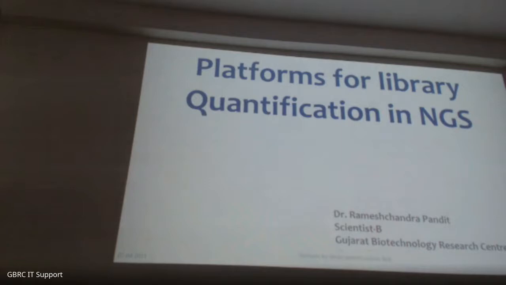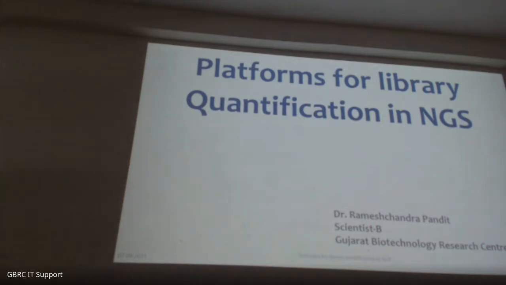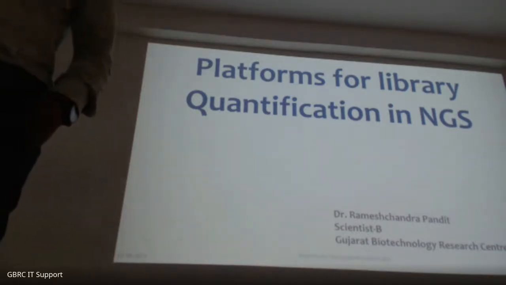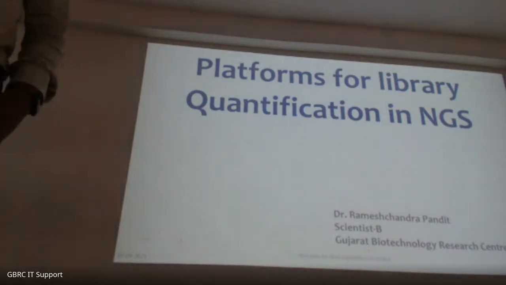So in this session, I will be talking about the various platforms which are available for the quantification of the library. Once you have your libraries in your hand, there are two important things: quality and quantity. Quality we generally assess using the Bioanalyzer. You might be knowing, okay?